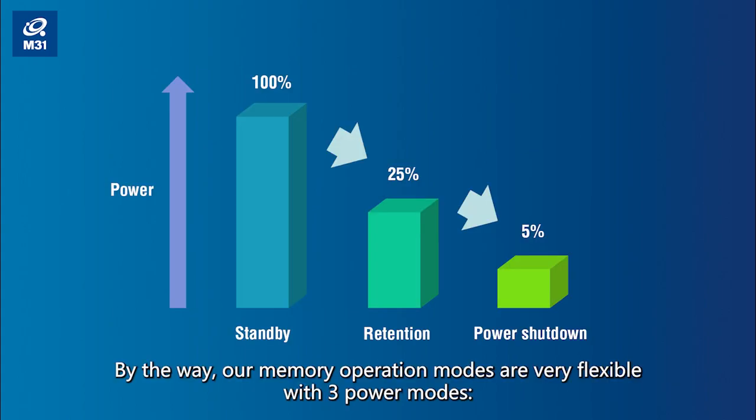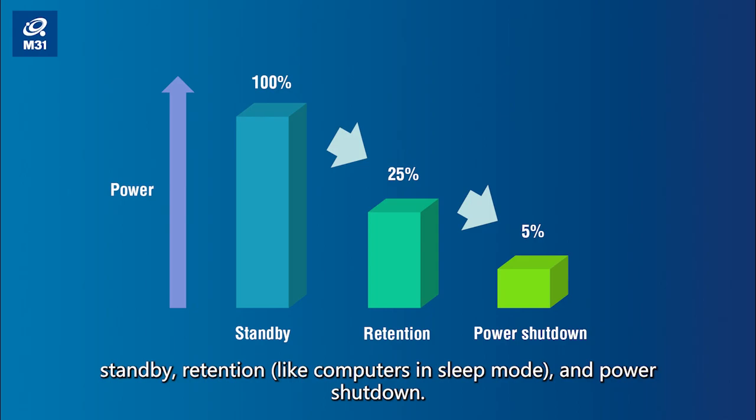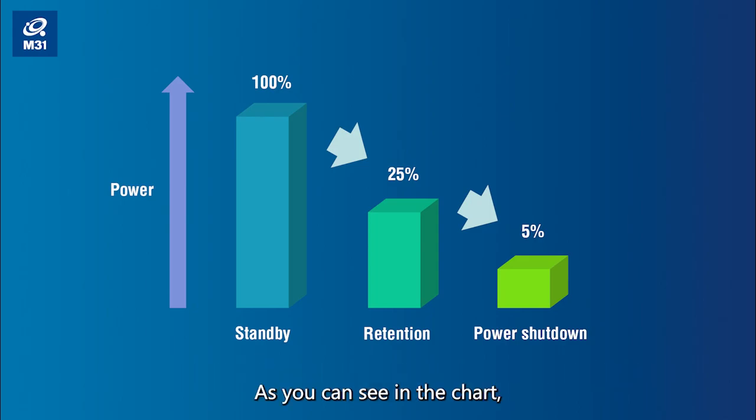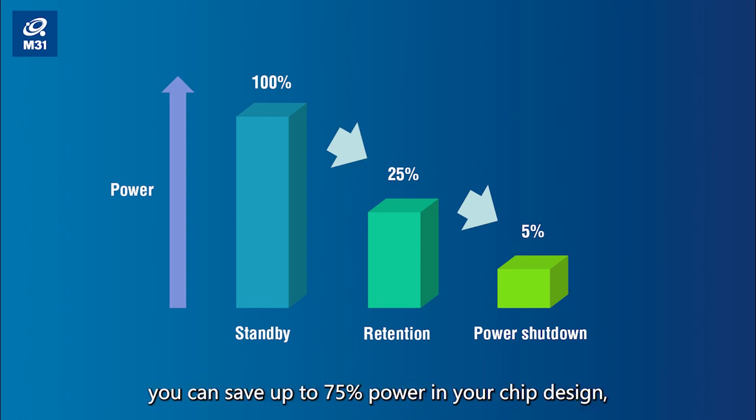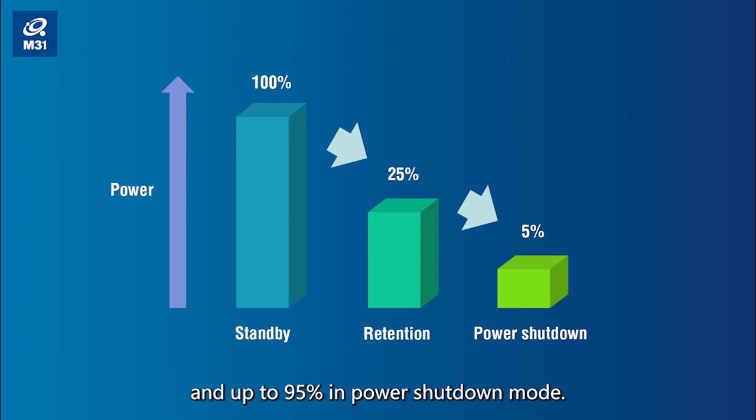By the way, our memory operation modes are very flexible with 3 power modes: standby, retention, like computers in sleep mode, and power shutdown. As you can see in the chart, during the retention mode, you can save up to 75% power in your chip design and up to 95% in the power shutdown mode.